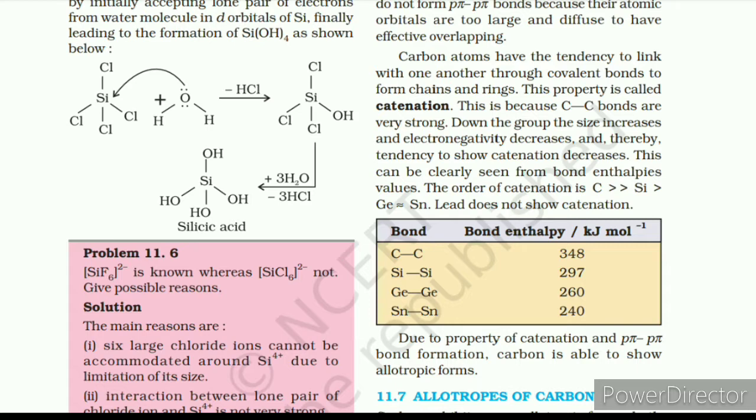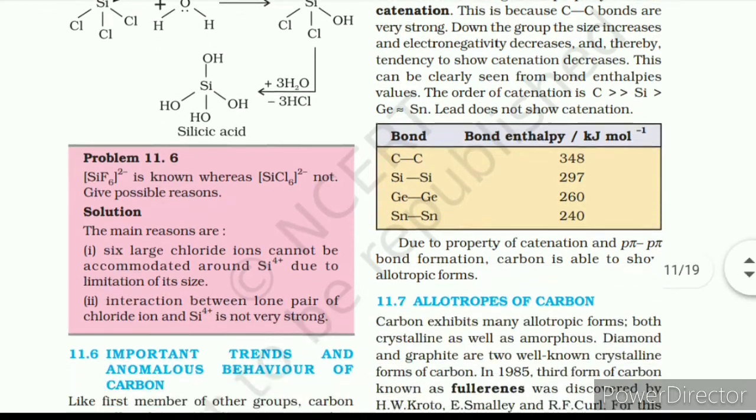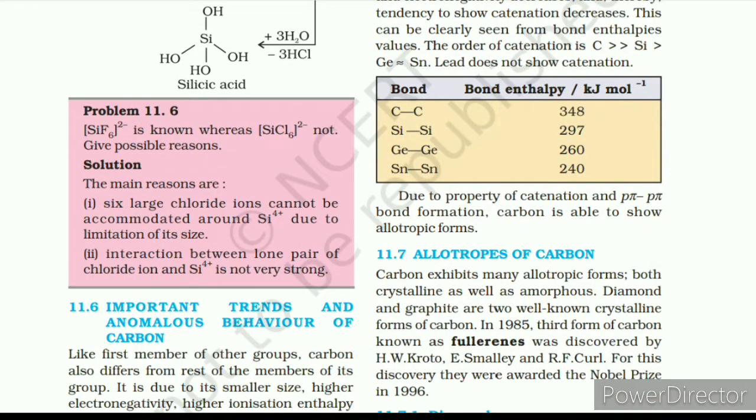11.7 Allotropes of carbon. Carbon exhibits many allotropic forms, both crystalline as well as amorphous. Diamond and graphite are two well-known crystalline forms of carbon. In 1985, a third form of carbon known as fullerenes was discovered by H. W. Kroto, R. E. Smalley, and R. F. Curl, for which discovery they were awarded the Nobel Prize in 1996.